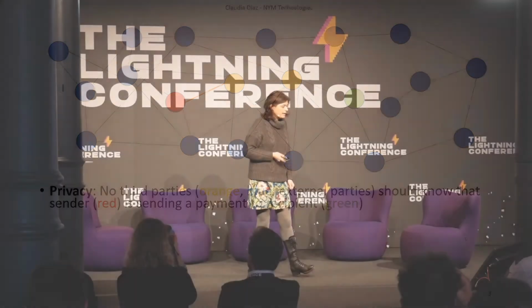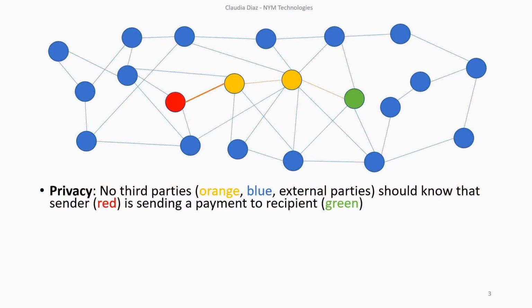All right. So in terms of privacy, one of the desirable properties here is that no third parties should be able to see who's paying whom. So if red is paying green, no third parties such as the orange nodes or the blue nodes, or somebody who's not even part of the Lightning Network but is just looking at the network messages that are exchanged, should know that red is paying green.